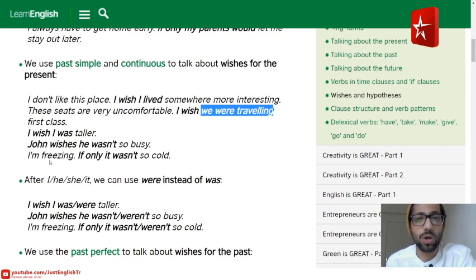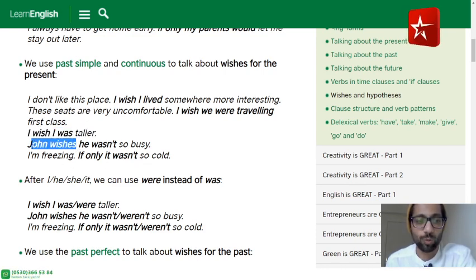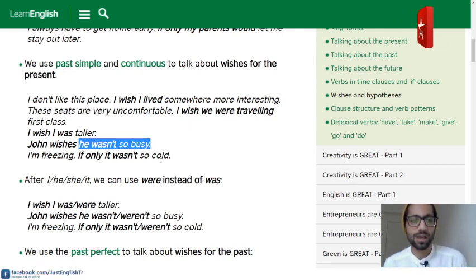I wish I was taller. I am sorry for all the people who are very small. John wishes he wasn't so busy. John wishes, present, he wasn't so busy. So when you speak, now this is about speaking because it's intermediate level.